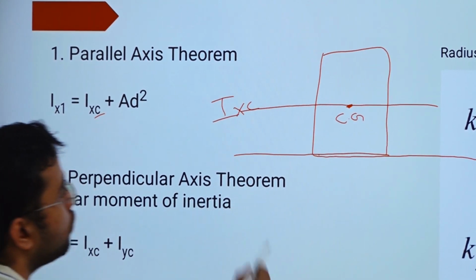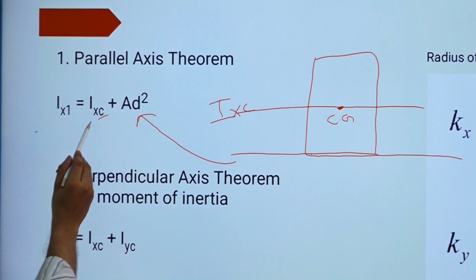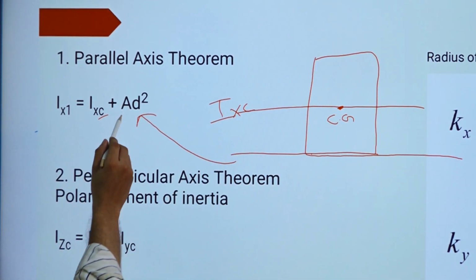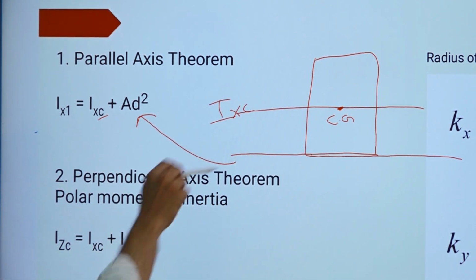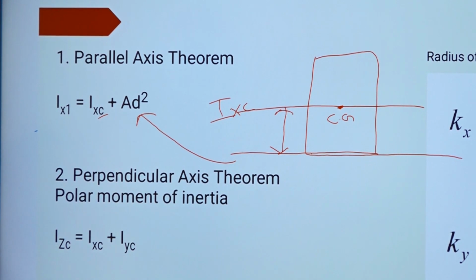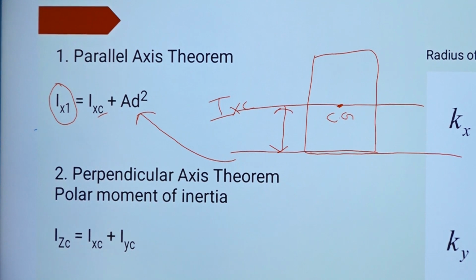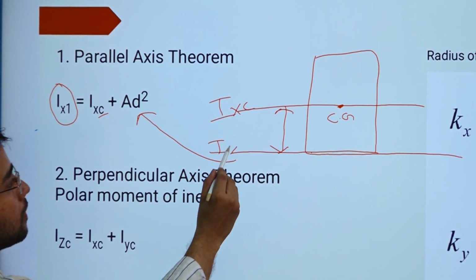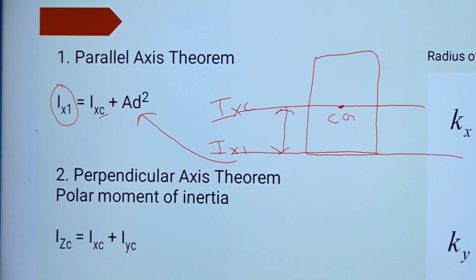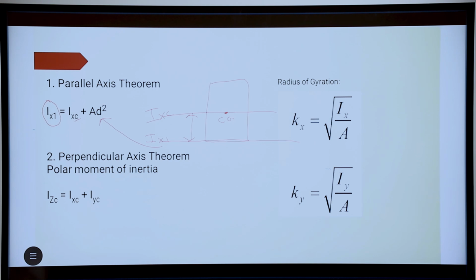But we want to find the area moment of inertia about this line. So what are we going to do? We are going to apply this formula here, where Ixc is the area moment of inertia about the centroidal axis, A is the area of the lamina, and D is the distance between them. If you apply this formula, you can find Ix1. So that is the parallel axis theorem. The second one is the perpendicular axis theorem, polar moment of inertia.